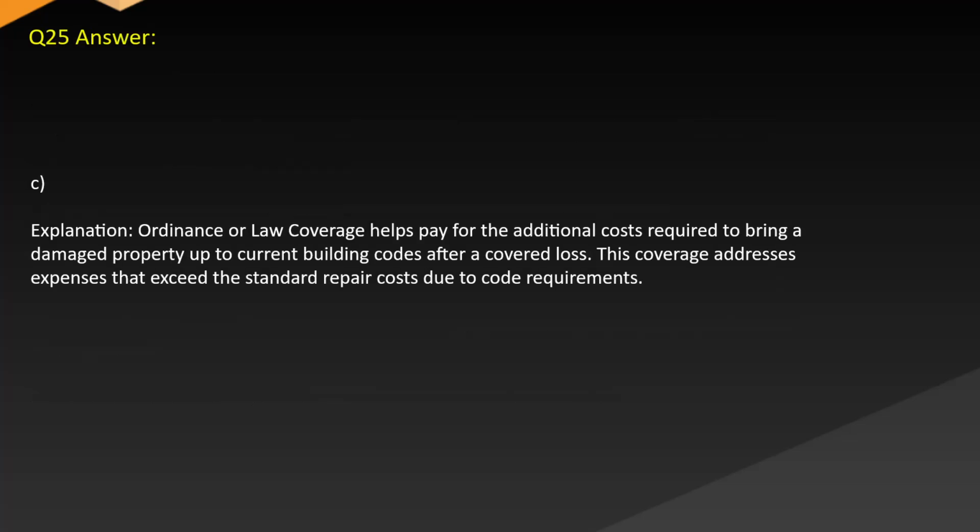Answer: C. Explanation: Ordinance or law coverage helps pay for the additional costs required to bring a damaged property up to current building codes after a covered loss. This coverage addresses expenses that exceed the standard repair costs due to code requirements.